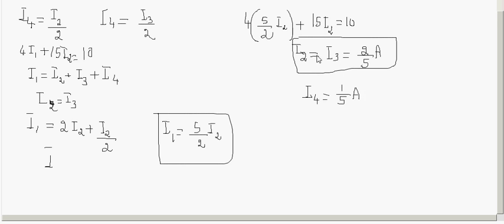I2, I3, I4 we got, and finally we will have I1. I1 is 5 by 2 I2. 5 by 2 into 2 by 5. That will give us 1 amps. These are the values: I1, I2 and I4.